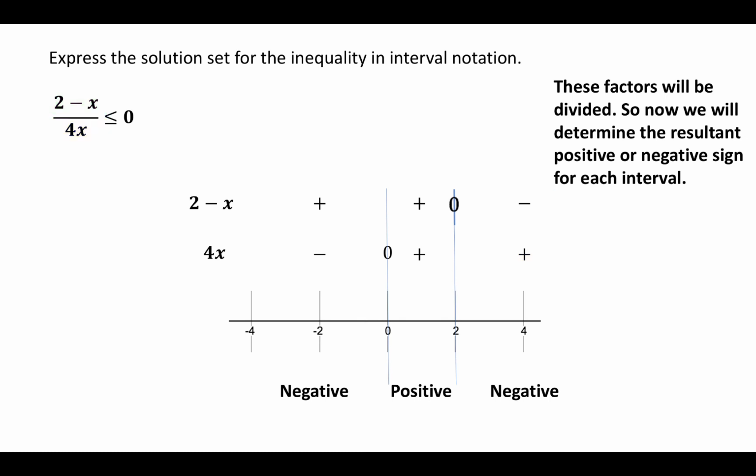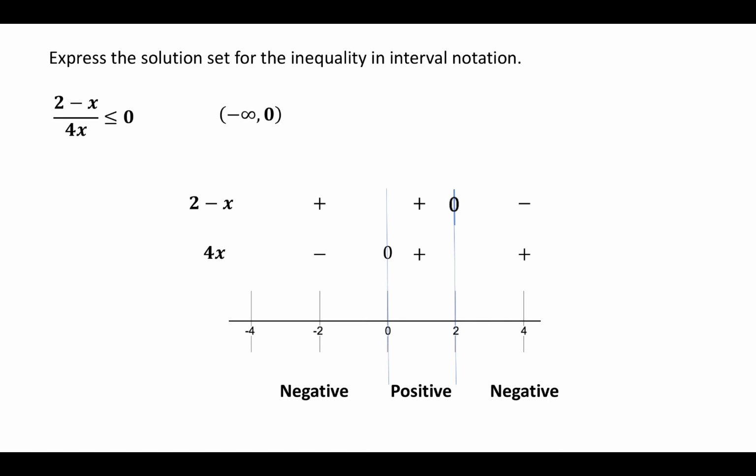Keep in mind that our objective is to find those intervals where this expression would be less than 0 or negative. So our solution set would be -infinity to 0, not including 0, because substituting 0 for x would create a 0 in the denominator. Union 2 to infinity, including 2, because substituting 2 for x would create a 0 in the numerator.